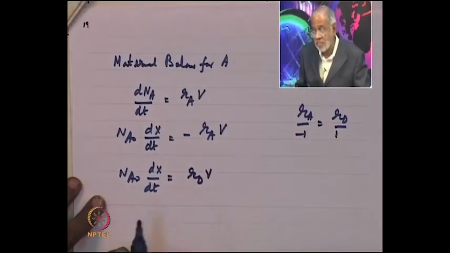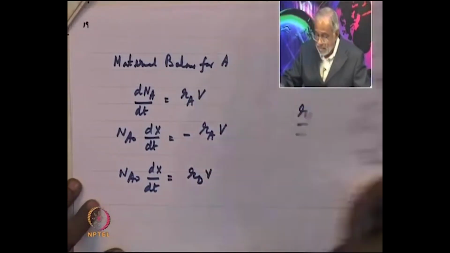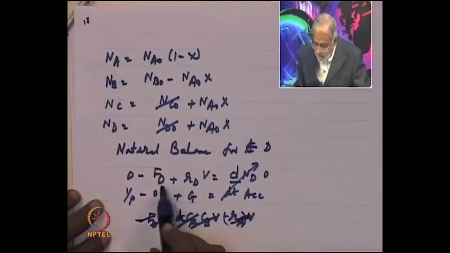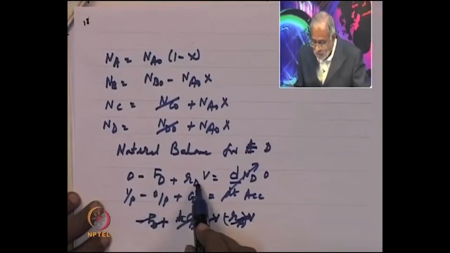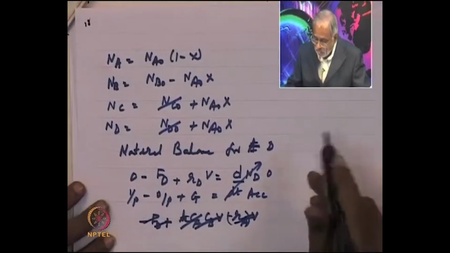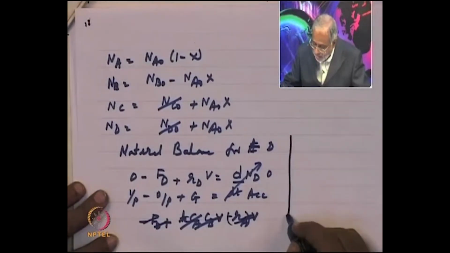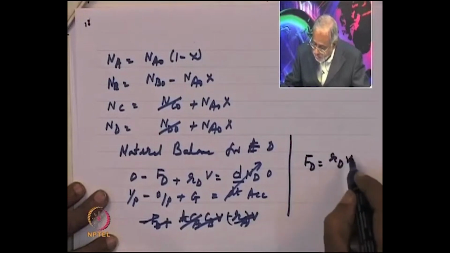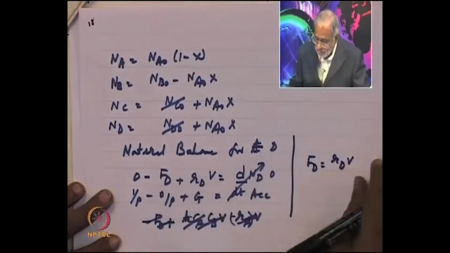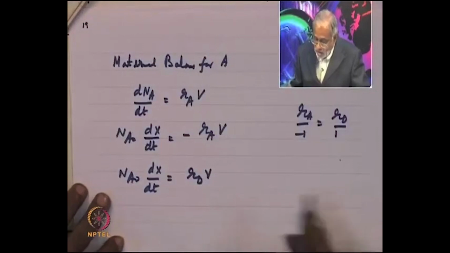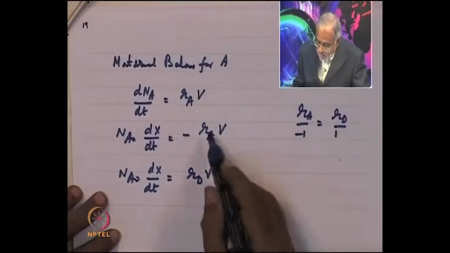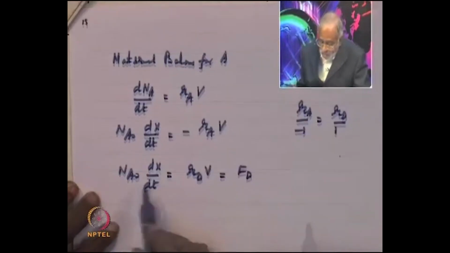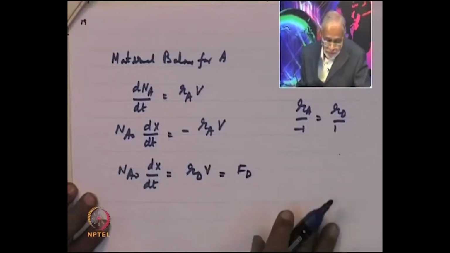Is that clear, what we are saying? What we are saying is that F_D, you can see here, there is no need to write this, F_D equal to R_D V. So, this actually gives you, let me just write it here, F_D equal to R_D V. This comes from the material balance for D. Okay. Now, R_A equal to minus R_D, therefore this is equal to F_D, that is what we are saying.